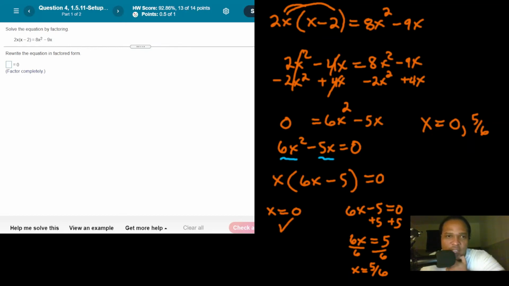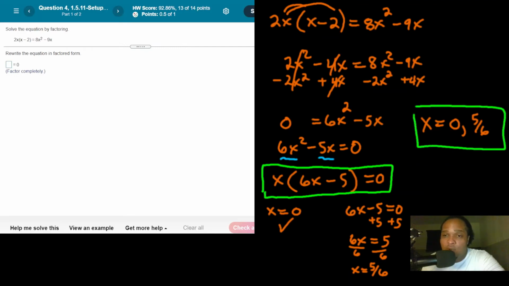So is that all they wanted? They said rewrite the equation in factored form. So the factored form of the equation would be right before you set them both equal to 0 separately. So the factored form would be right over here. Let's put it in green. And the solution set would be right over here, when you set them equal to 0 and solve, from down here in this step here.